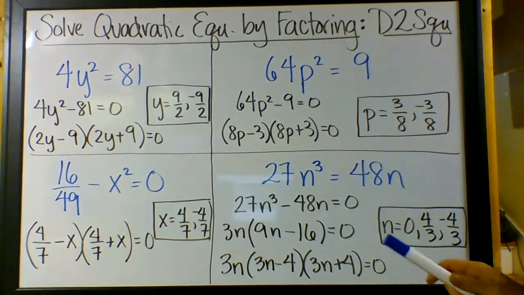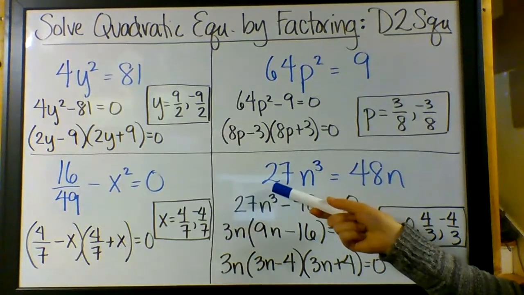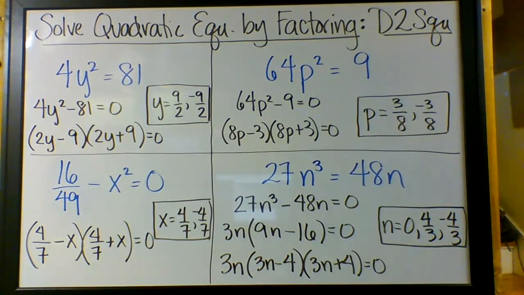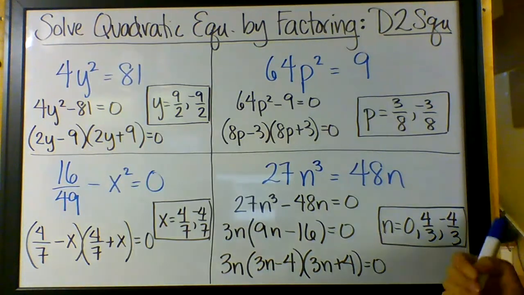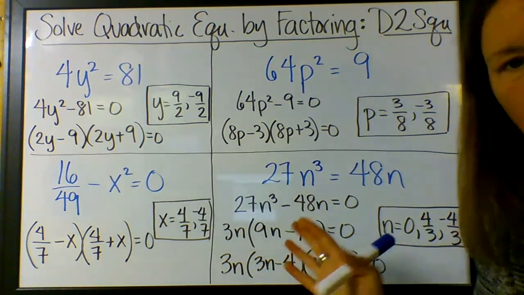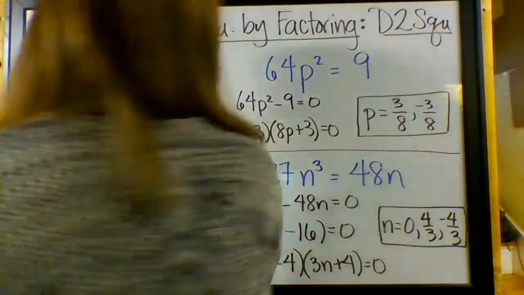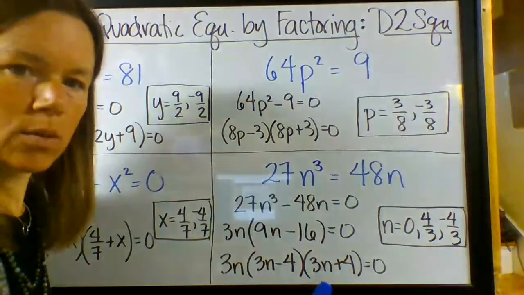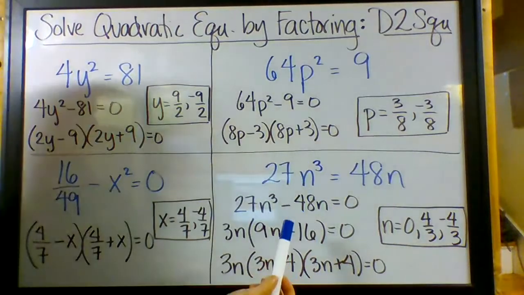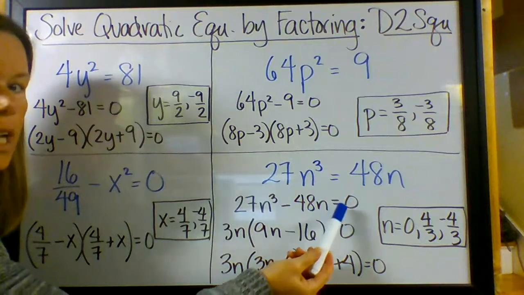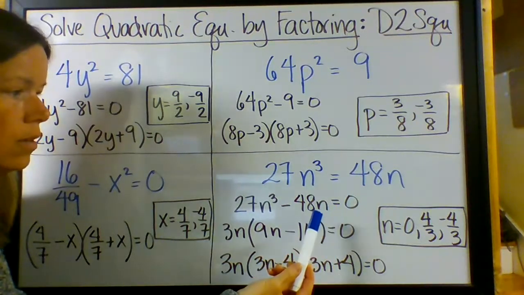All right, let's take a look at this last one. I have 27n to the third equals 48n. I'm always going to follow the very first step: move everything to the left, equals 0. So I'm off to the side here, maybe I'll switch sides. Okay. Move everything to the left equals 0. So 27n to the third minus 48n equals 0.